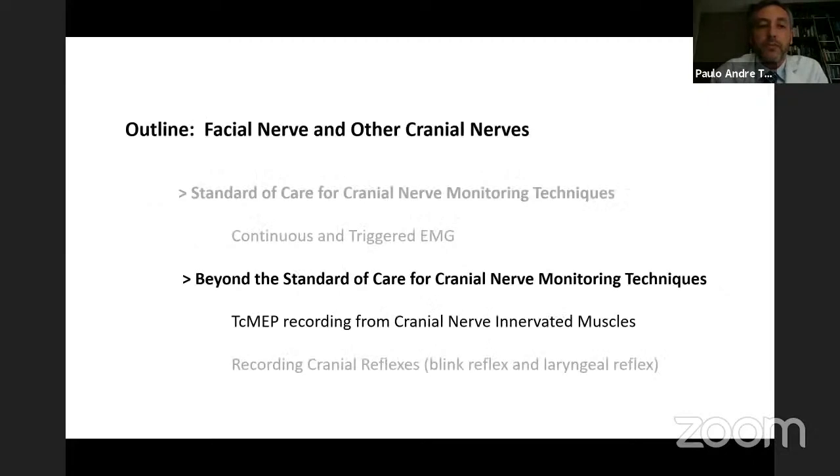My disclosures, and well, I divided the lecture for practical purpose in standard of care for cranial nerve monitoring techniques, that is the triggered EMG and continuous EMG, and the techniques beyond the standard of care, because in many countries they are not used to do transcranial motor evoked potential for cranial nerves. So I consider that beyond the standard of care. And there is another group of techniques, the cranial reflex, that we can consider beyond the standard of care, but it is not the issue of my talk.